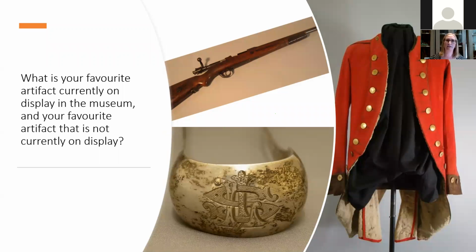My favorite artifact that's currently on display in the museum is the coat that you see there. It's the Revolutionary War coat that was worn by the Servos family. Daniel Servos was a lieutenant in the Indian Department in 1779, so it's really a unique piece. You don't find these Revolutionary War era coats every day, and so we do have that on display.